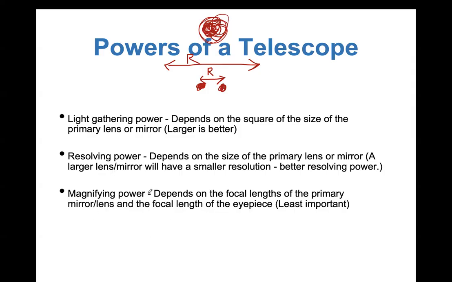So if astronomers were only interested in magnifying the objects that they saw in the sky, they would never worry about building big telescopes. But since that is not their main concern, we strive to build bigger and bigger telescopes in order to have higher resolving power, or rather smaller resolution, and higher light gathering power.